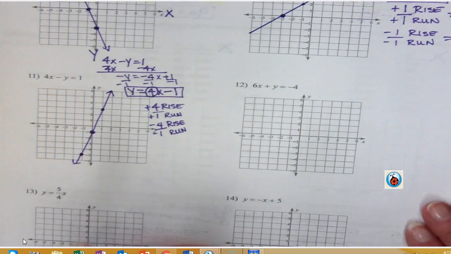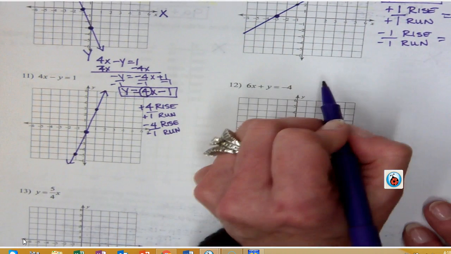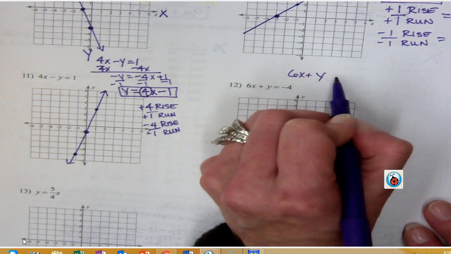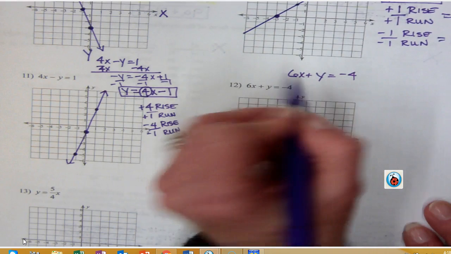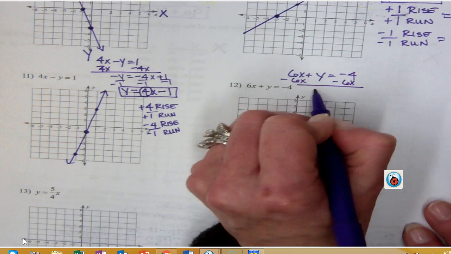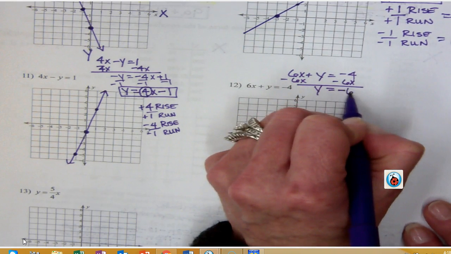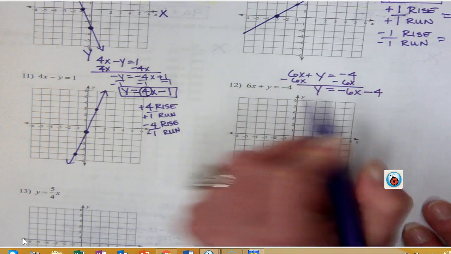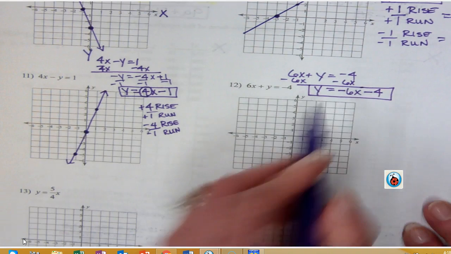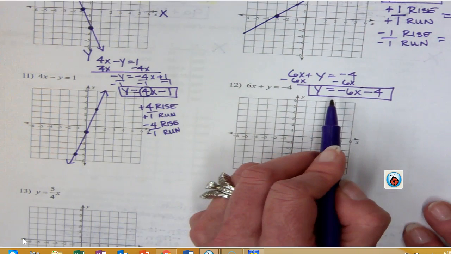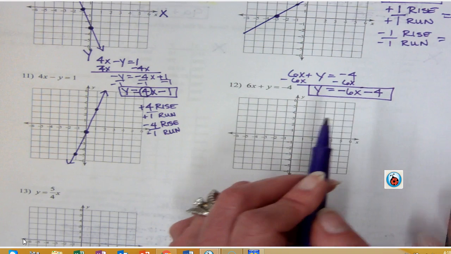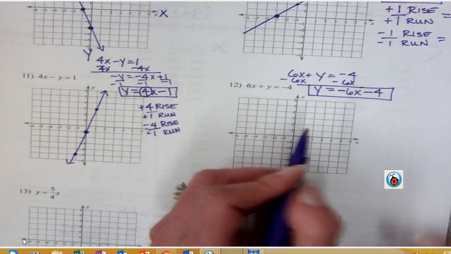Alright, next we've got, again, standard form. So I'm going to take my 6x plus y equals negative 4. I'm going to subtract 6x, subtract 6x, and I get y equals negative 6x minus 4. In this case, our y is positive, so I don't need to do anything. That's exactly what I want. I want my y to be positive, so I don't have to divide by negative 1 or do anything else. I've solved my equation exactly how I've wanted to.